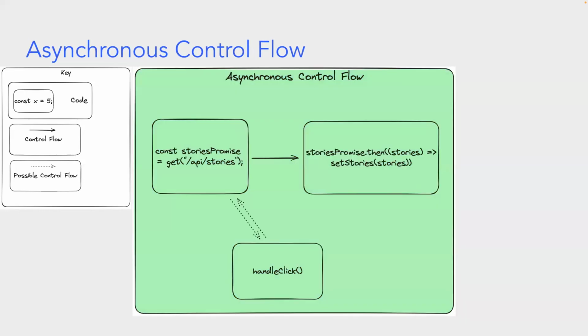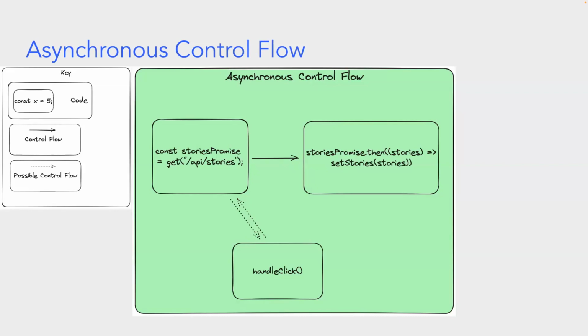So this diagram again can be interpreted the same way, but we actually have a dashed or dotted line between handle click and stories and the other blocks. So what this means here is first we get our stories promise, and then maybe we run handle click. And then after handle click is done, we're going to return back to the stories promise.